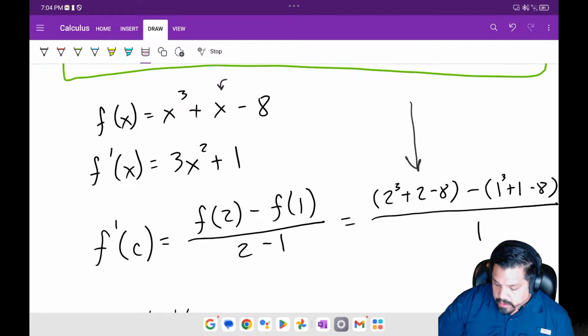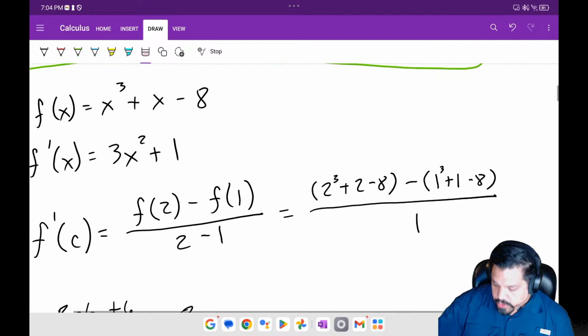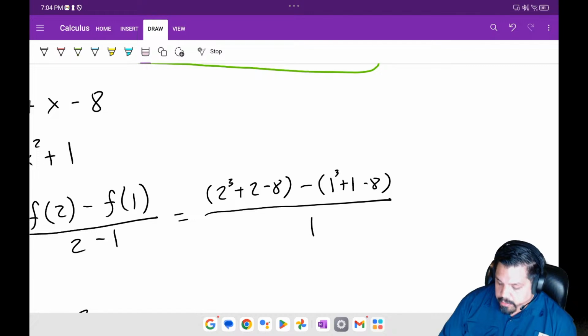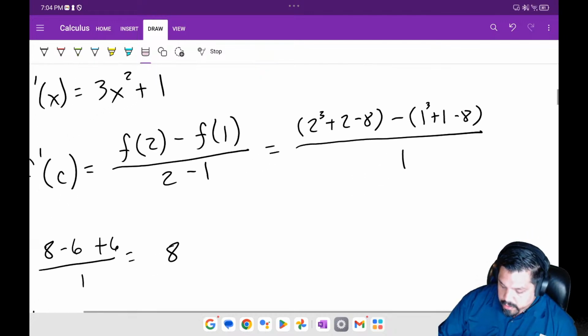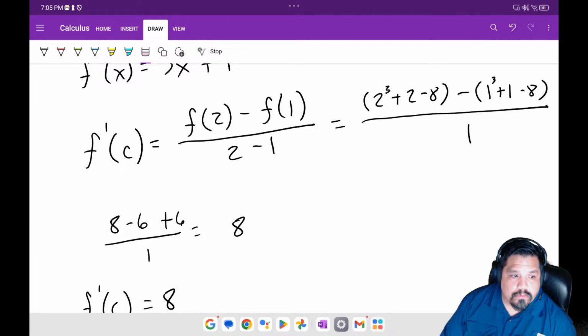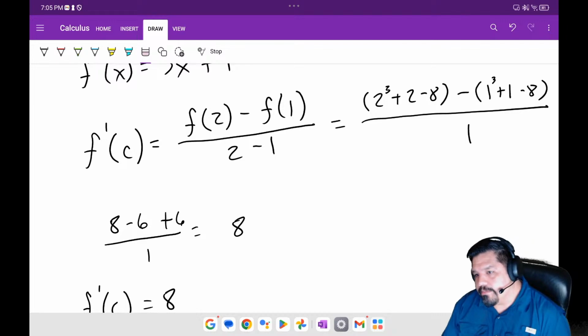So what we're going to do here is list it out and show that 2 cubed is 8, plus 2 is 10, minus 8 is 2. Then f of 1: 1 cubed plus 1 minus 8 is just negative 6. So we'll see that here as 2 minus negative 6, or 2 plus 6, is 8, over 1, which is just 8. So that's our f prime of c.